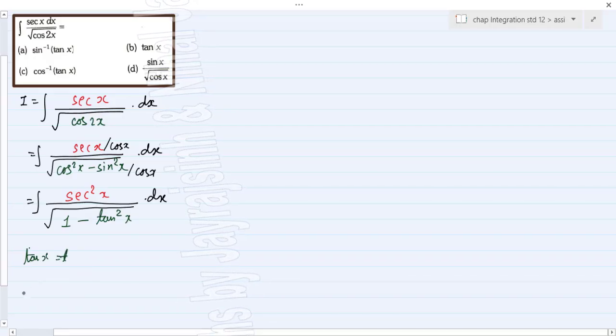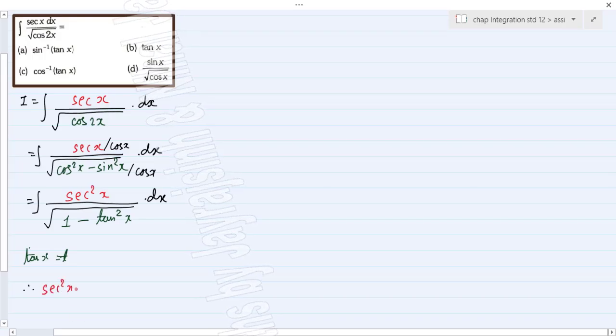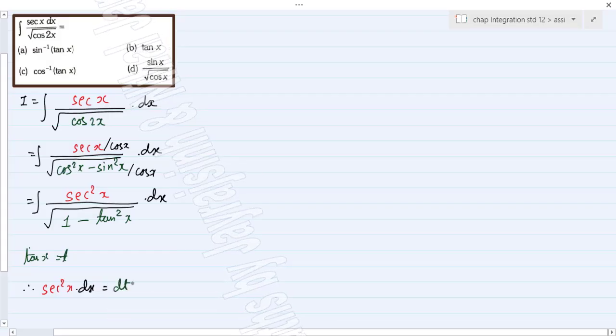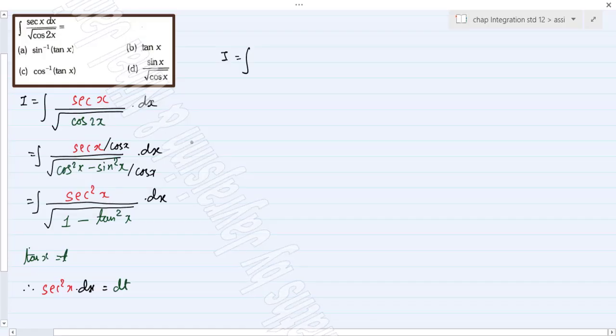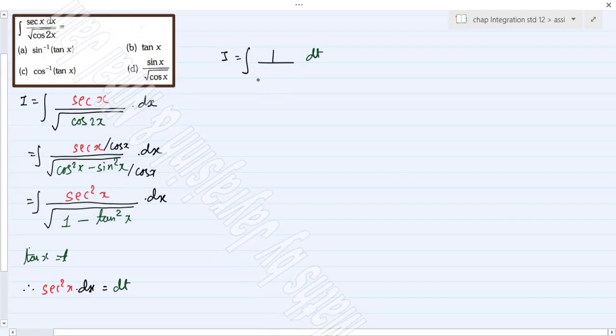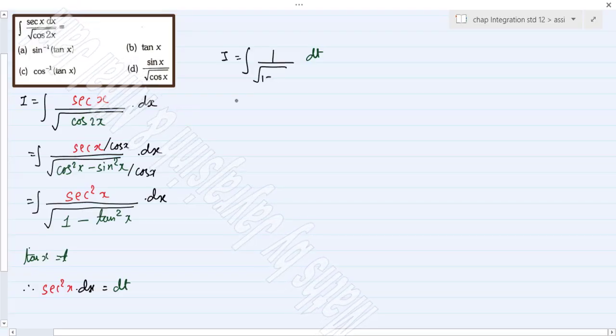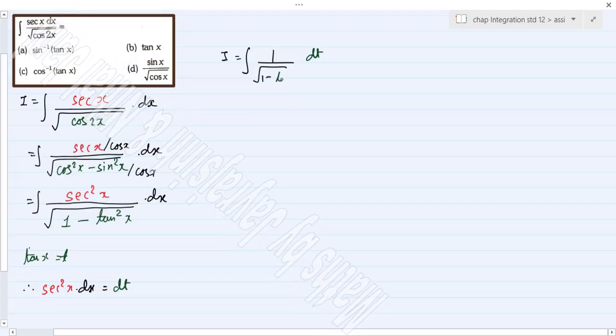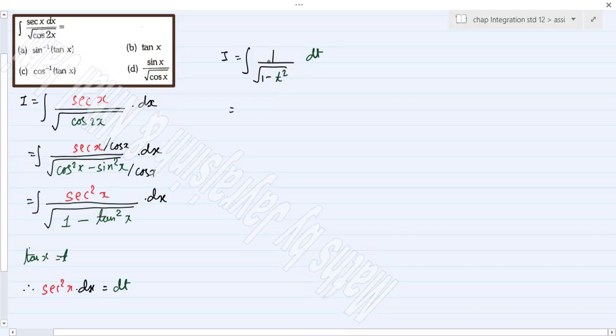And if we differentiate both the sides, we will get sec square x dx as dt. So our integration will be modified as sec square x dx will become dt, and 1 upon under root of 1 minus tan square x will become t square. Now we are ready to integrate.